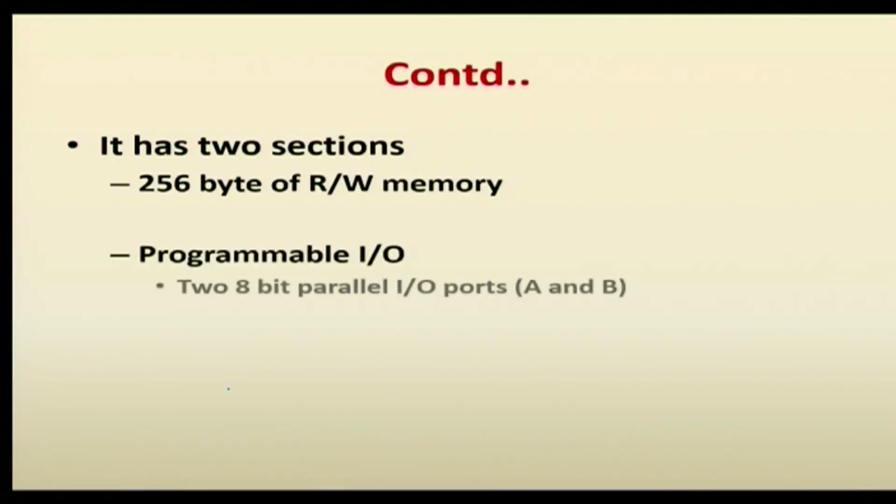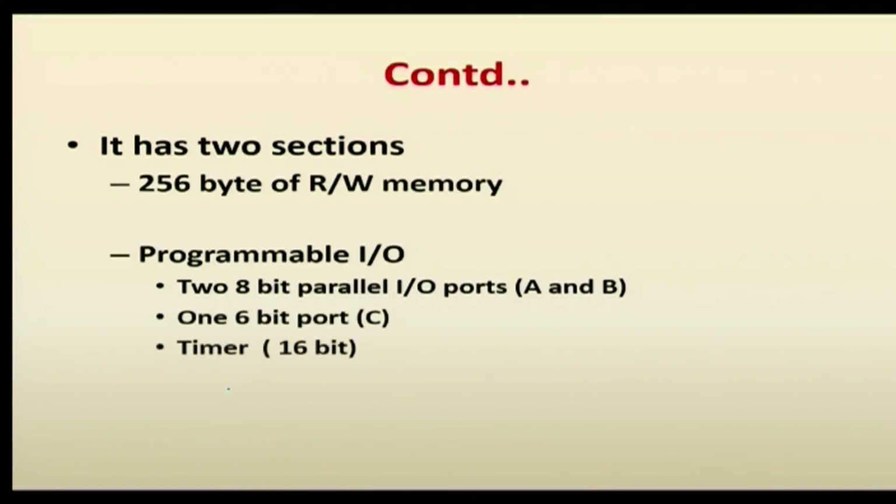In the programmable IO, it has 2 8-bit ports, named port A and port B. Another one is a 6-bit port, named port C, and it has a 16-bit timer. The 16-bit timer is split into LSB and MSB, that is lower byte and higher byte. MSB is the most significant byte and LSB is the least significant byte. We will discuss how to initialize the timer along with the ports.